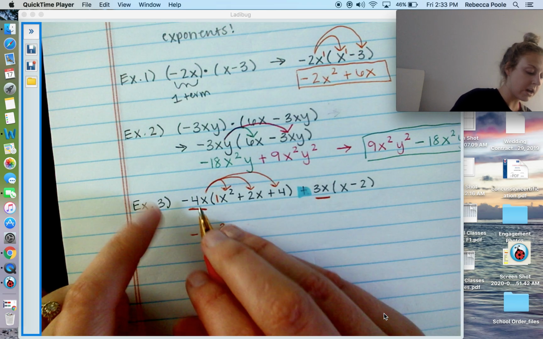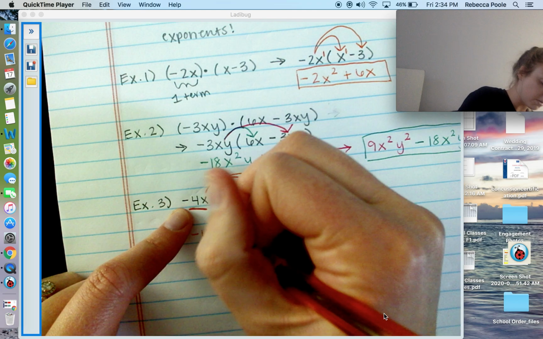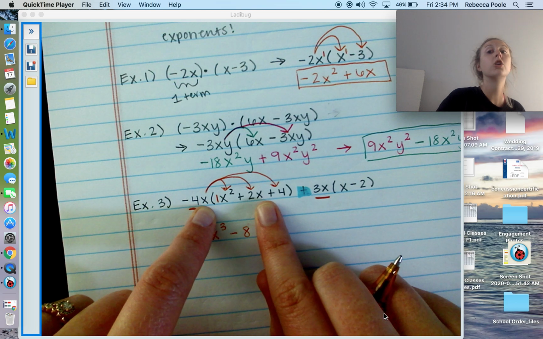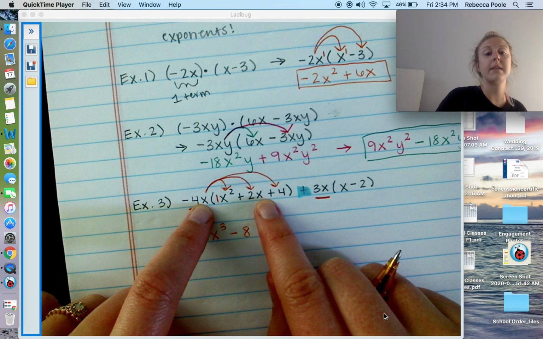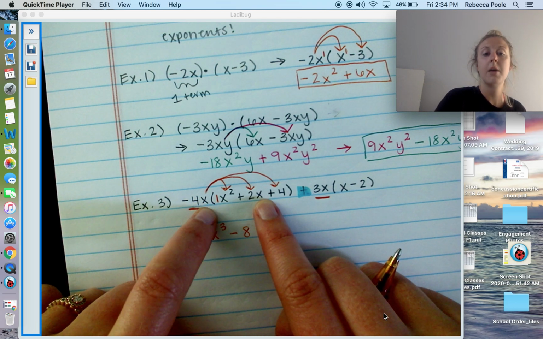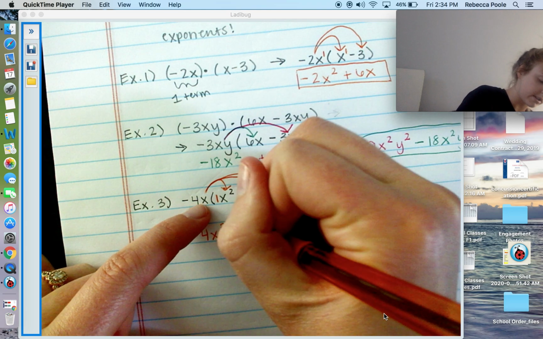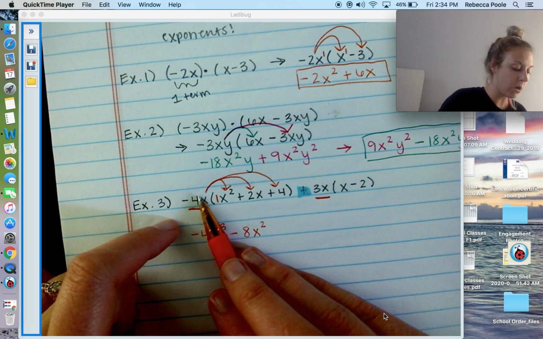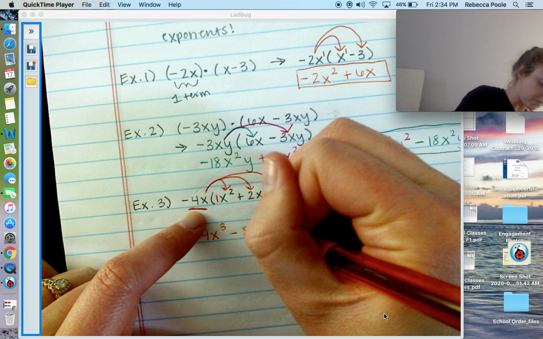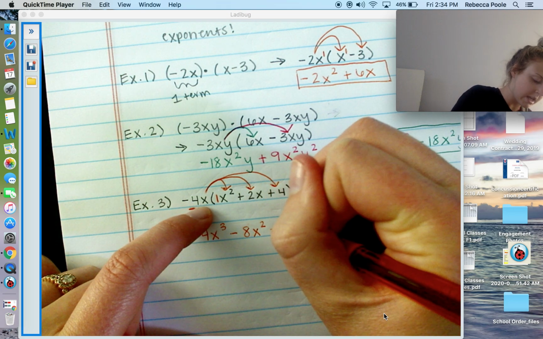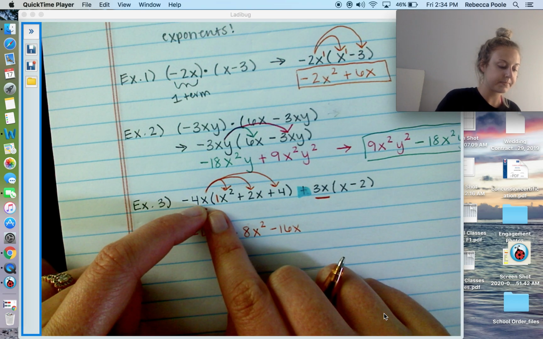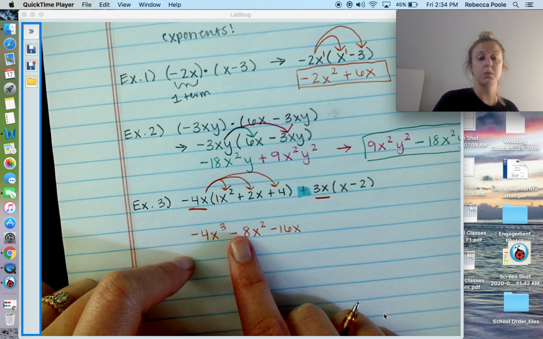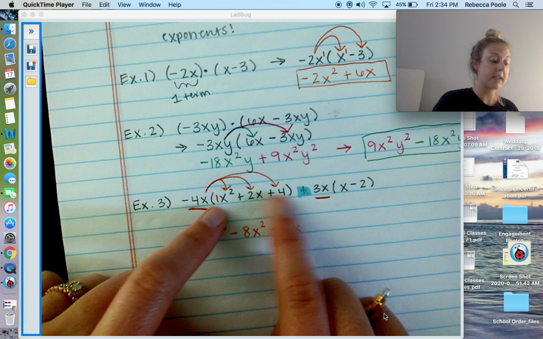Okay? Now, negative 4 times 2 is negative 8. And here you have 2 x's. This is where y'all will mess up because you'll just bring down an x. But there's one here and another one here. So that is x squared. Okay? Now, negative 4 times positive 4 is negative 16. And there's also an x there. And that gives us our first product, our first multiplication. We did a monomial times a trinomial.